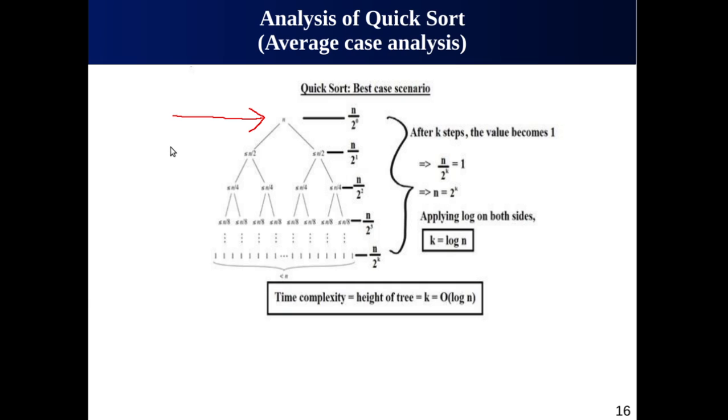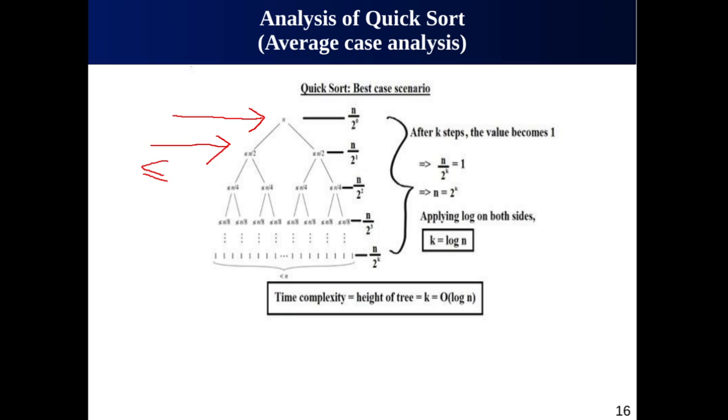So after the first recursive call, we will get n by 2 elements on one side and n by 2 elements on the other side. Why do we put this less than or equal to sign on both sides? What is the role of the less than or equal to sign here?